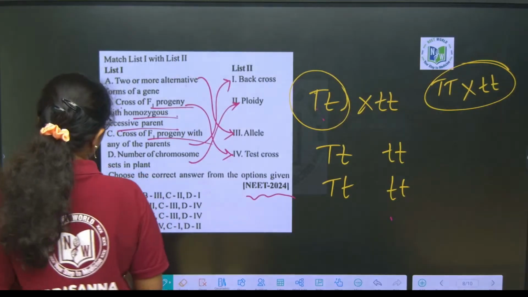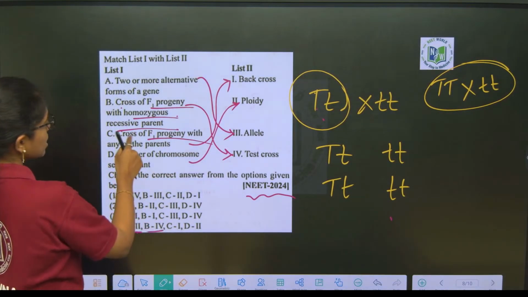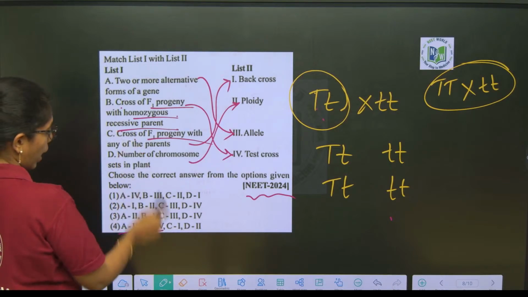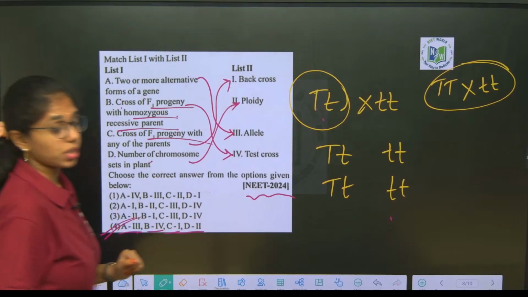A is 3, B will be 4, C is 1 and D is 2. Option 4 will be the right answer. Next question.